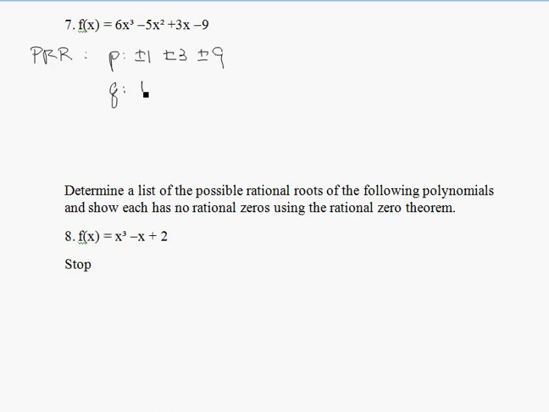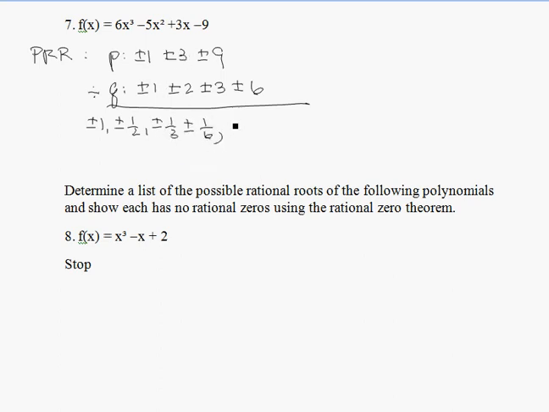My q-value is plus or minus 1, plus or minus 2, plus or minus 3, plus or minus 6. And it's customary to write them in increasing order from left to right, starting with 1. So now I take this 1 and I divide it by every q value. So I'll put a little division symbol here. So 1 divided by 1 is plus or minus 1. 1 divided by 2 is plus or minus half, plus or minus a third, plus or minus a sixth.